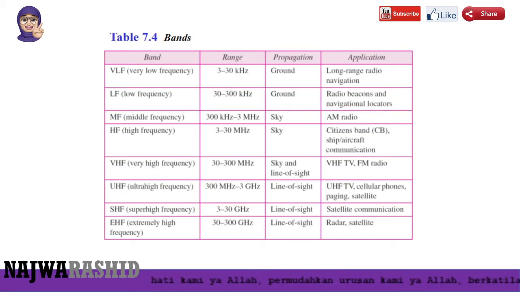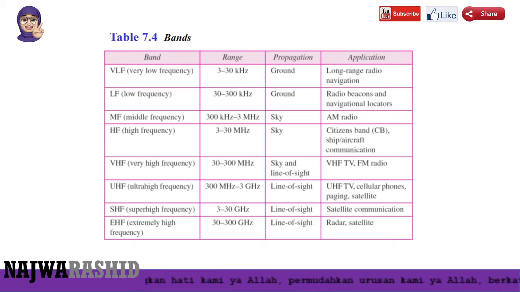Okay, this is the band of the frequency. Let's say here we have VLF, very low frequency. The range of the frequency is between 3 and 30 kilohertz. The type of propagation is ground propagation. This band is used for long range radio navigation. The next one, we have LF, low frequency, between 30 kilohertz and 300 kilohertz. The type of propagation is ground, and it is used for radio beacons and navigational locators.